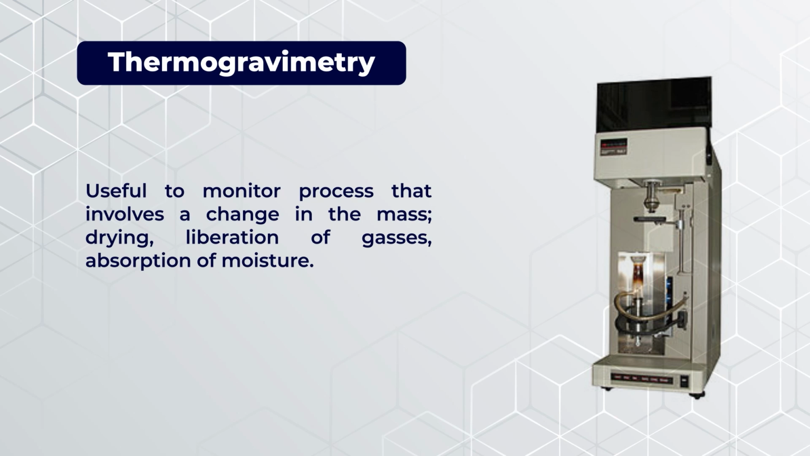So when we are giving heat to the food, how the mass is changing, what are the processes? The drying, liberation of gases, absorption of moisture, all this will be checked by thermogravimetry. When we are designing processes for processing of foods, thermogravimetry is very, very important for all components that are going to be used for food processing.